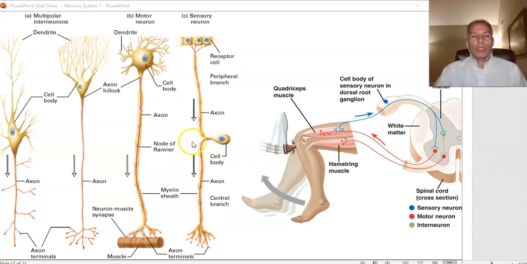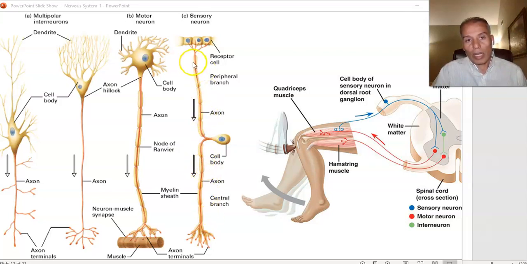So I'll give you an example here. This is an example of a sensory neuron. You have a cell body. On one side, you have one pole, one that has an axon here.